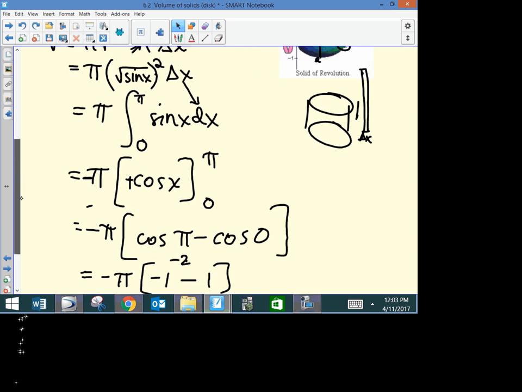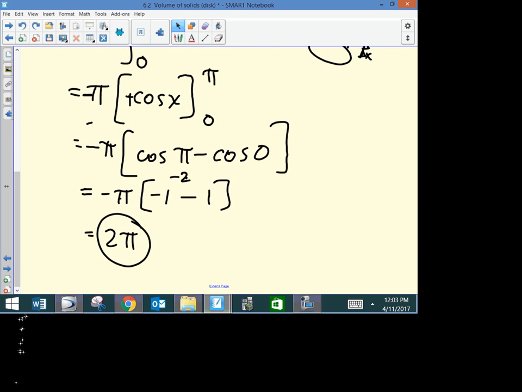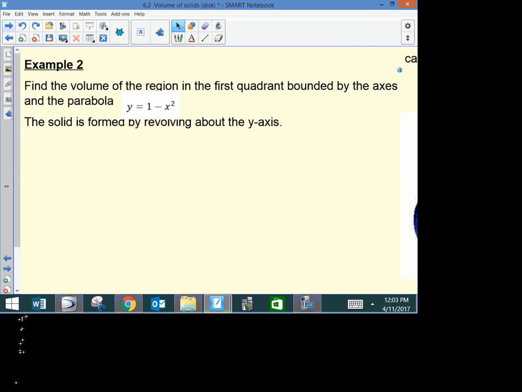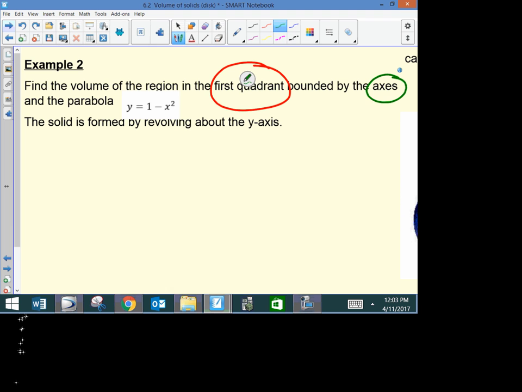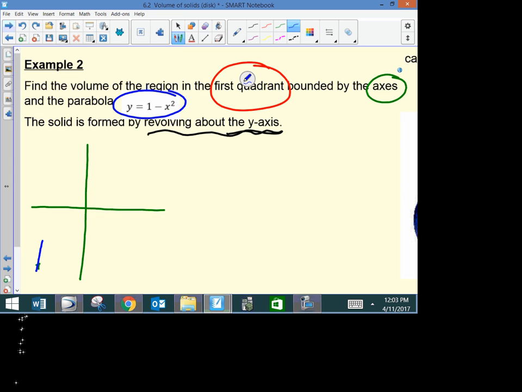We'll do another one here. Good, all right, let's try the next one. Okay, find the volume of the region in the first quadrant, so that's a kind of a limit there. Bounded by the axes, okay, there's more, and the parabola of 1 minus x squared. All right, solve this form of revolving about the y-axis. All right, so let's graph what 1 minus x squared looks like. Up here at 1, that's a 1.